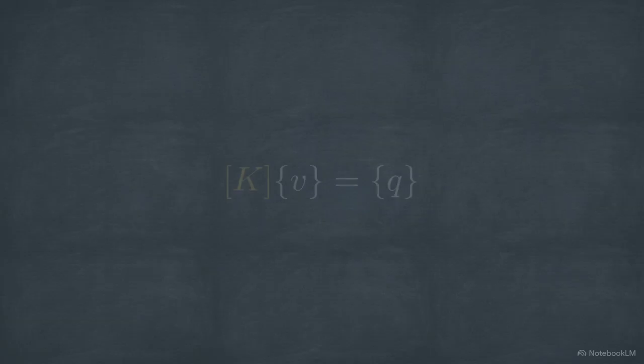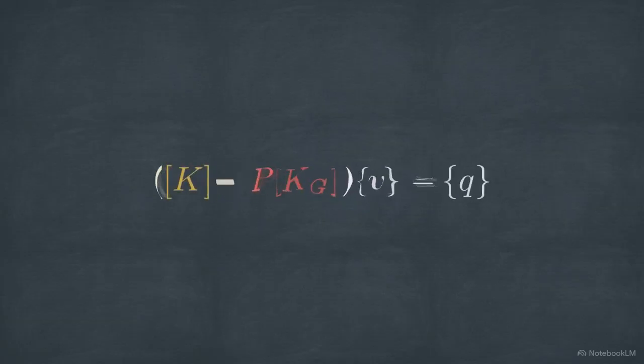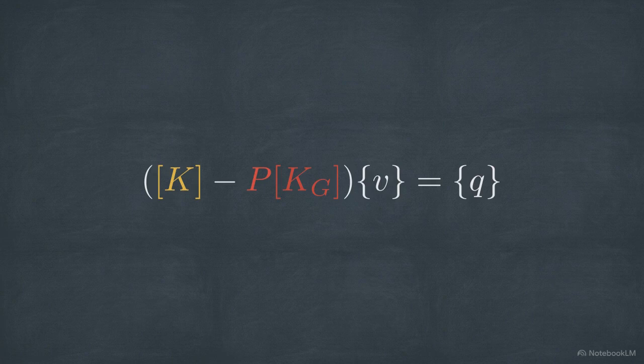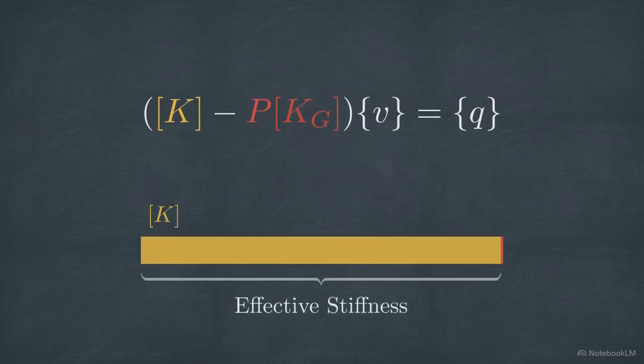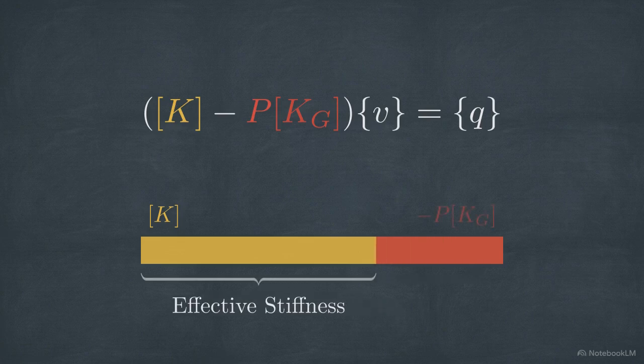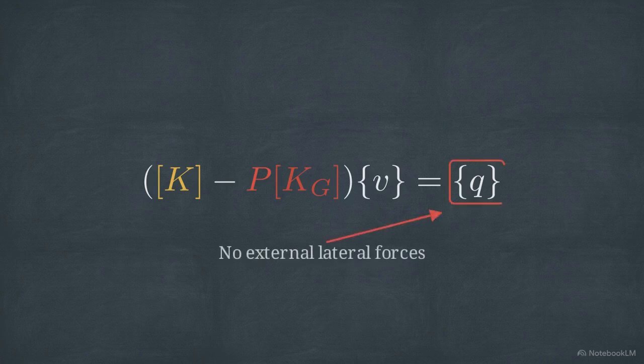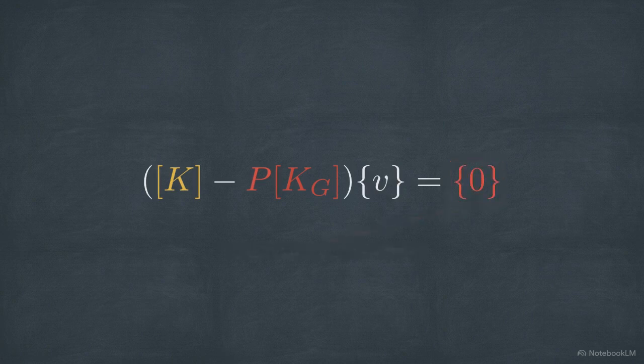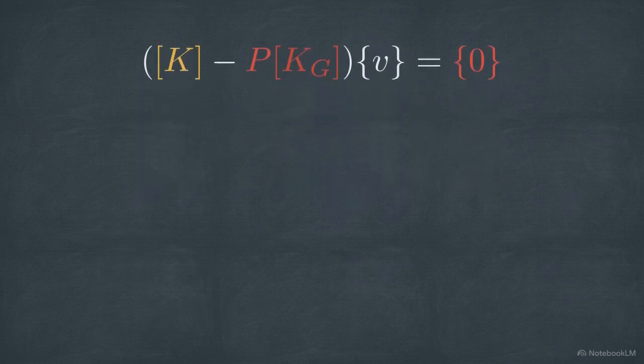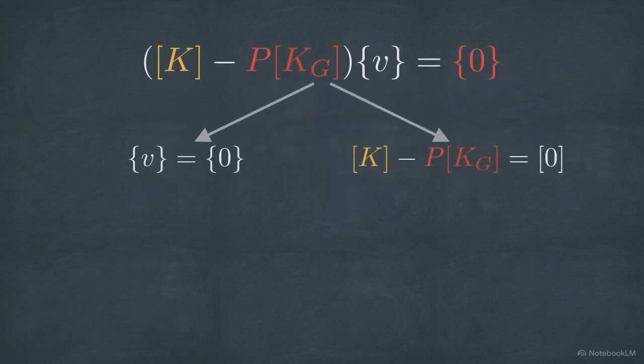We now combine the structural stiffness and the geometric stiffness into a single, complete element equation. As the load P increases, the geometric stiffness is subtracted from the structural stiffness, effectively weakening the entire system. To find the exact point where the beam buckles, we examine the system's stability without any external lateral forces acting on it. We apply this by setting the external load vector, Q, to 0. This leaves us with a critical choice. Either the deflection is 0, or the combined matrix itself must be 0. If the deflection is 0, the beam is simply staying perfectly straight. We call this the trivial solution.